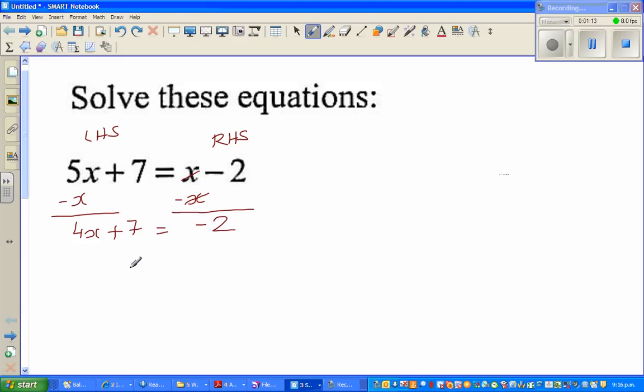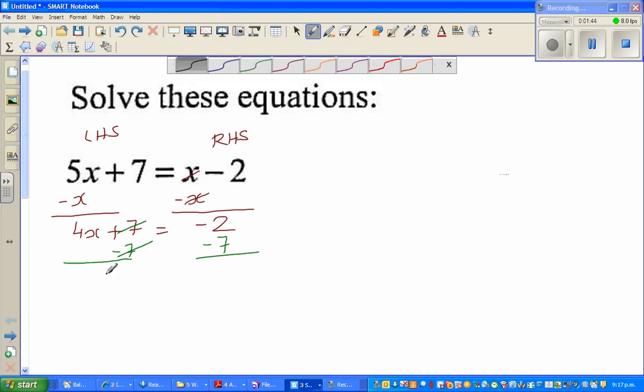Just like that. And then you want to get rid of this plus 7 from the left hand side, or you want to bring the numbers on the right hand side. So what's the opposite of plus 7? That's minus 7. So if you take away 7 from left hand side, you should take away 7 from the right hand side. So this and this get cancelled. So now you've got 4x on the left hand side is equal to negative 2 take away 7, which is negative 9.